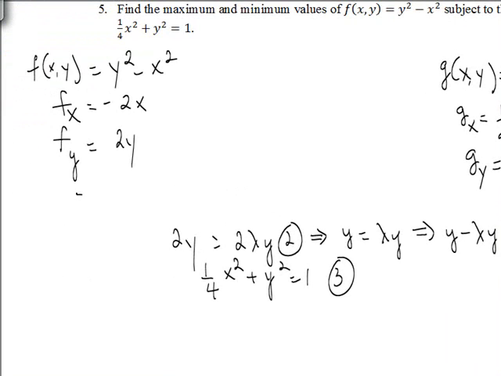So I'll put it here. Minus 2x equals a half lambda. So tell me what to do. So I did it with 2. I should be able to do it with 1, right? Tell me what to do first.